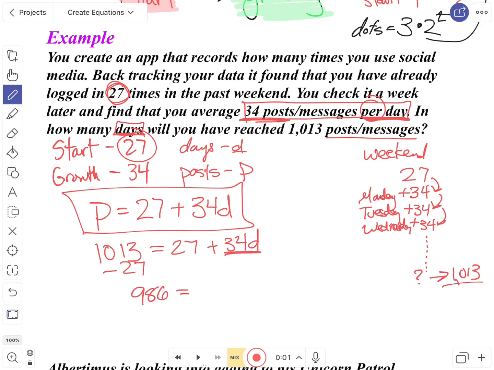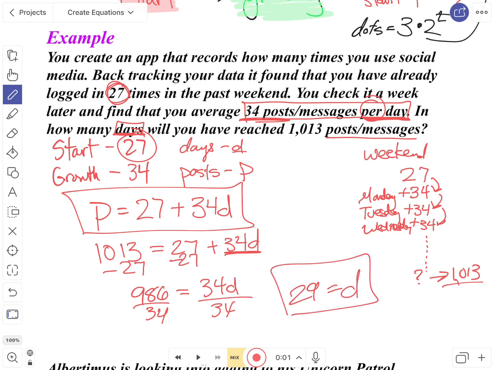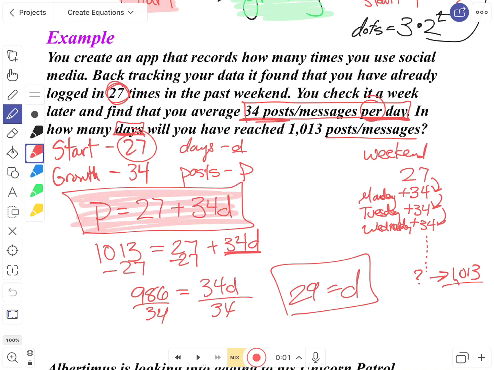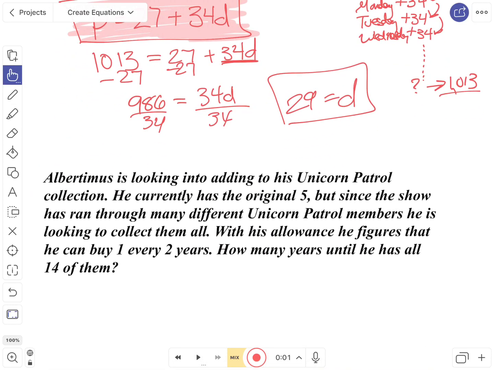And that would be represented by this, right? That 34 per day. So we need to know how many days, so we do the opposite of multiplication. So we're going to divide. So 986 divided by 34 gives us 29. So almost a month, 29 days, we'd have that many posts. But again, the focus here was more right here on our equation, okay? So there we go.